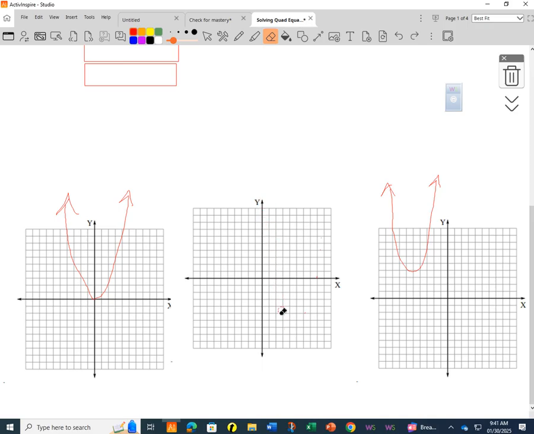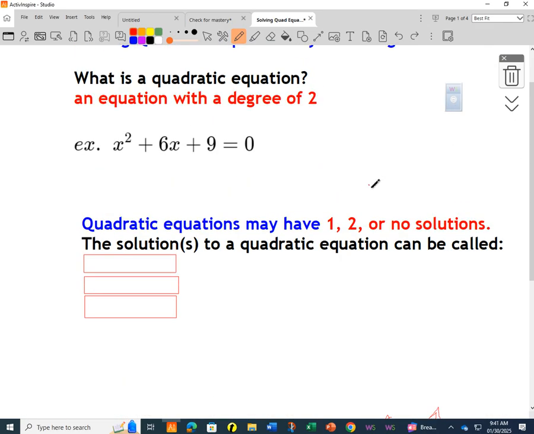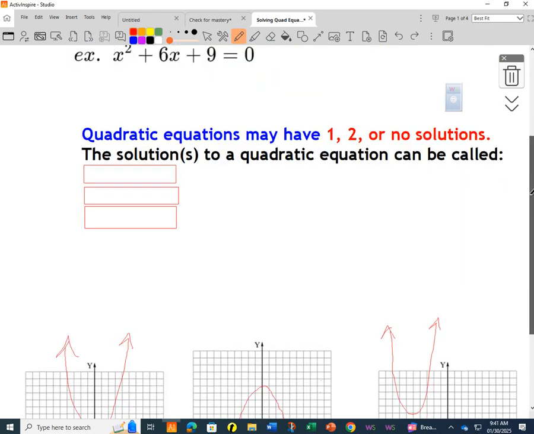I told you that quadratic equations could have one solution, no solution, or 2 solutions. So the parabola can open up or it can open down. It doesn't matter. It can't open left or right or it would not be a quadratic equation. So these are examples of the graph of a quadratic equation. These are also examples of 1 solution, 2 solutions, or no solutions.